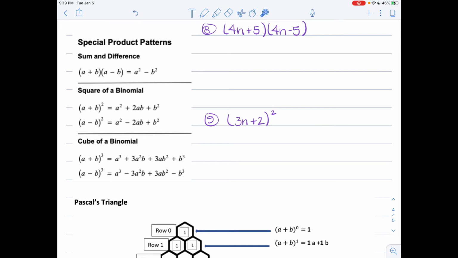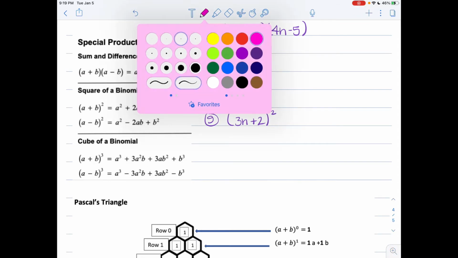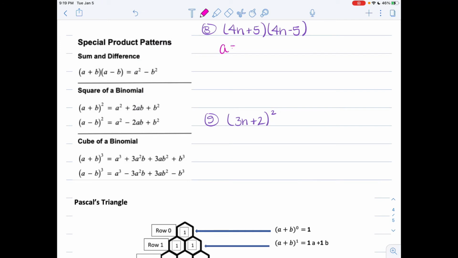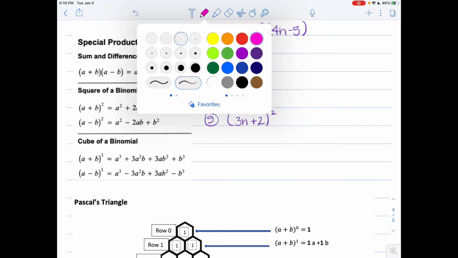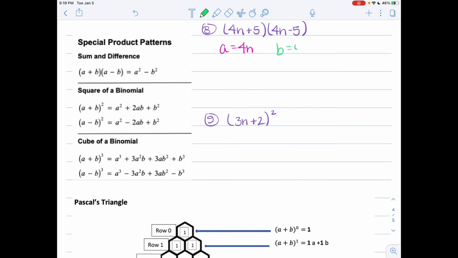This first one is 4n plus 5 and 4n minus 5, so that is our sum and difference. And so I want to identify what my A and B values are. So my A value is 4n, and my B value is 5. So I'm just going to plug into my special pattern here.